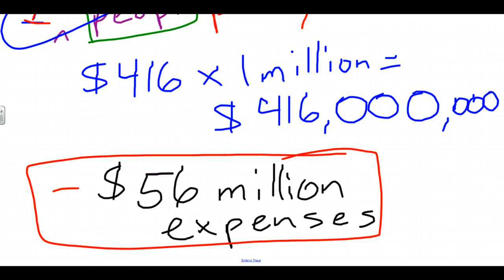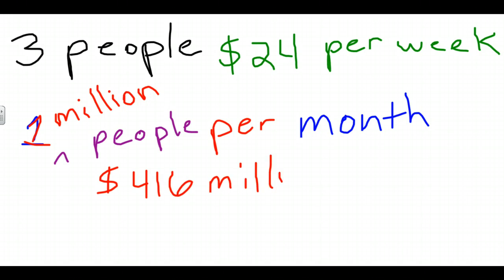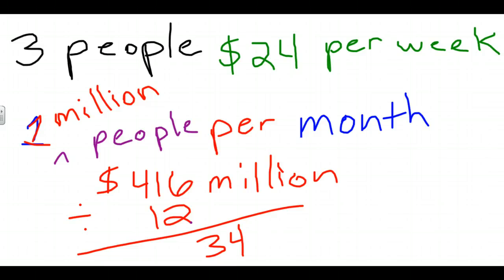$56 million in expenses. And finally, to go to 1,000,000 people per month, we have our $416 million. There are 12 months in a year, so let's divide that by 12, assuming that it's going to be relatively even. It's not going to be perfectly even because not every month is the exact same length, but we can assume it will be somewhat relatively even. In that case, 416 million divided by 12 is going to be 34, and then you get a repeating decimal, 0.6 repeating million per month. That is 1 million people per month.